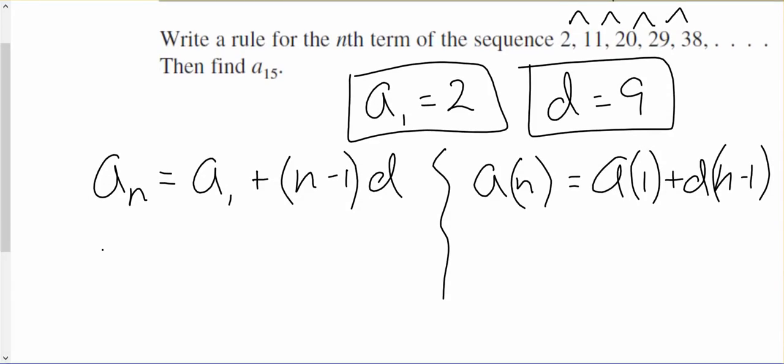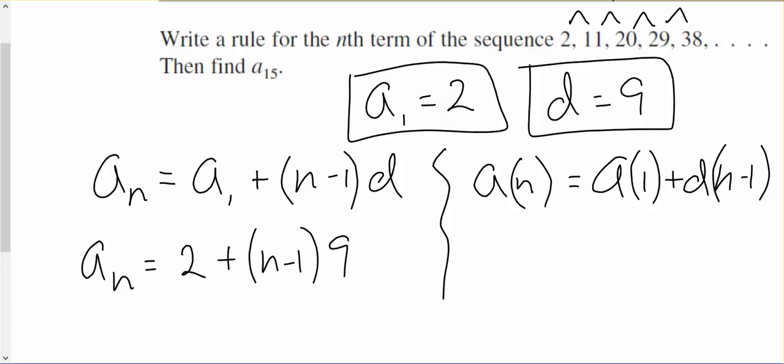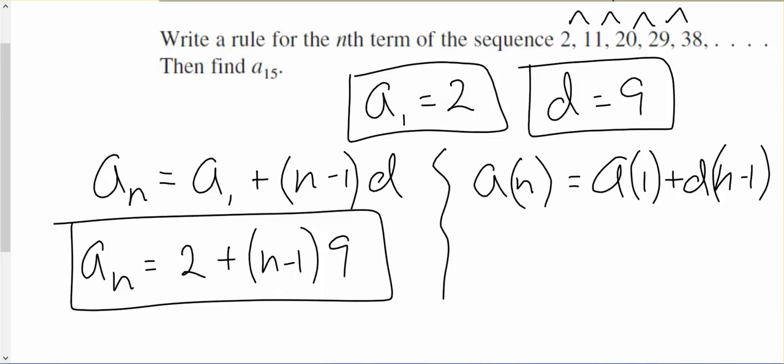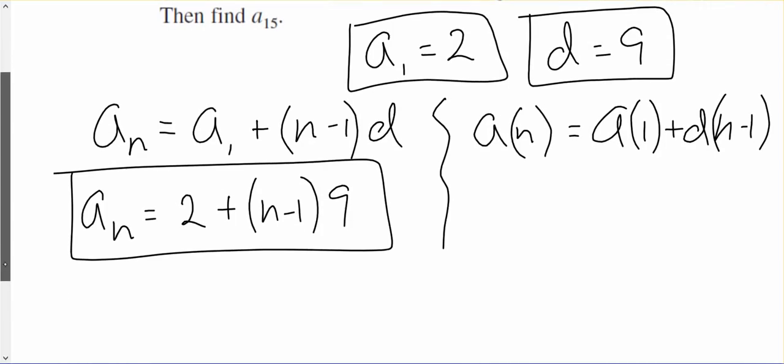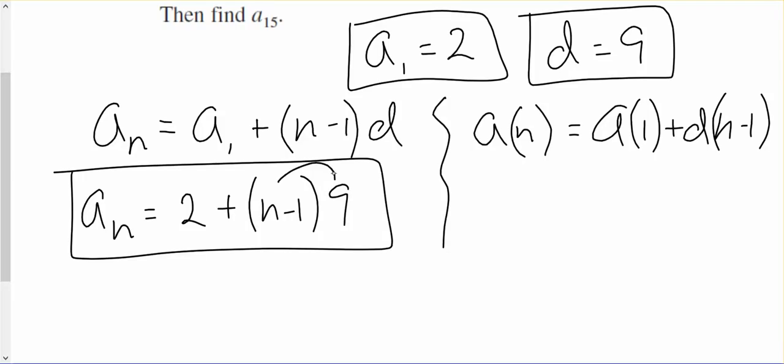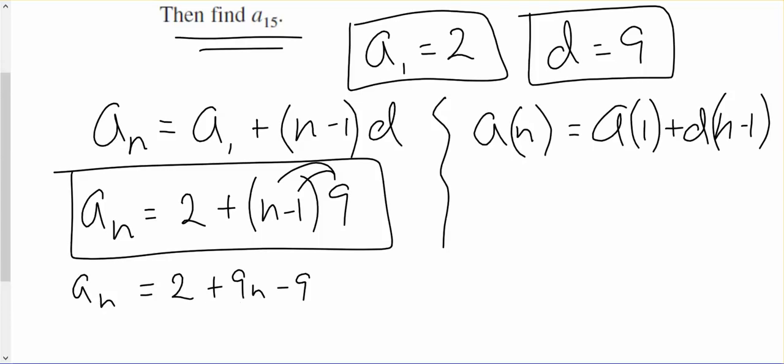So all we're going to do now is just plug it in. So I'd say our first term is 2 plus n minus 1 times 9. Now we can simplify this. Technically this is correct. You might see that as an answer, but you might also need to do a little bit more math, and doing a little bit more math would mean to distribute. So I'd say 2 plus 9n, and then multiply here, and 9 times negative 1 makes negative 9. This also makes it easier to find our 15th term later. So 2 minus 9 is what?